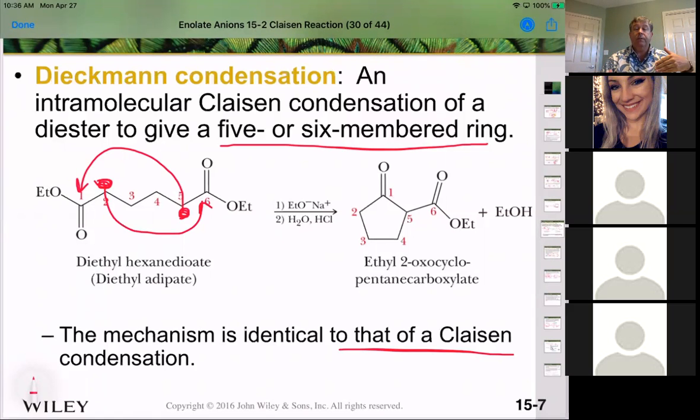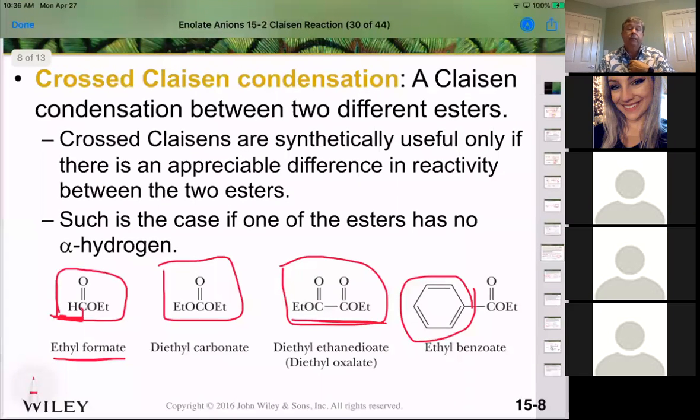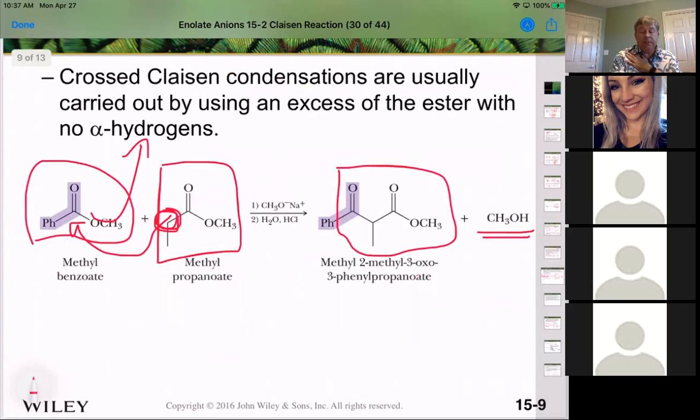Deprotonation, attack to form the tetrahedron, elimination of alkoxide, and then acidifying to form our neutral compound. Okay, so just like in the aldol, we can do a cross-Claisen reaction. We still have to have an ester, but we have to have an ester that does not have an alpha hydrogen, okay? So one does have the alpha hydrogen. The one that has the alpha hydrogen keeps its ester. The one that doesn't have the alpha hydrogen is the one that loses the ester to become the ketone, okay? So we'll see that here.